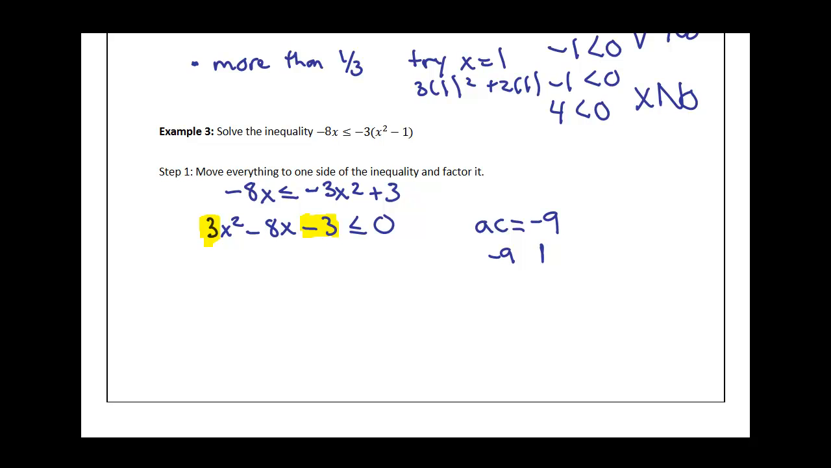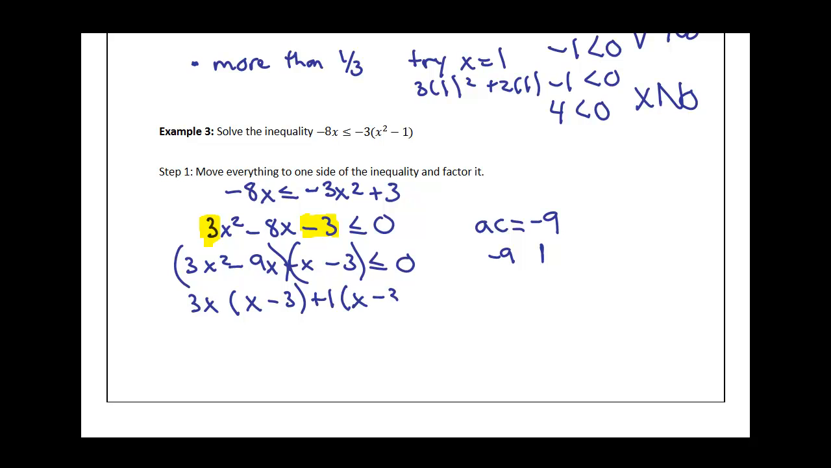So let's rewrite our inequality. We have 3x squared minus 9x plus x minus 3 less than or equal to 0. Splitting our equation, we have a factor here of 3x, leaving us with x minus 3. And then here we have taking out just a 1, leaving us with x minus 3, less than or equal to 0.